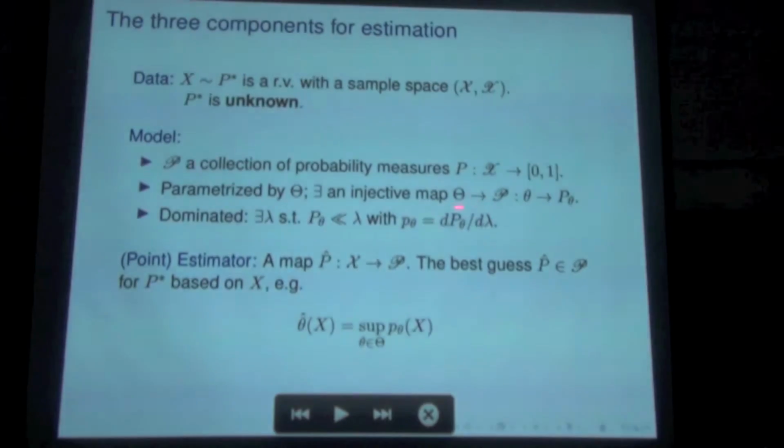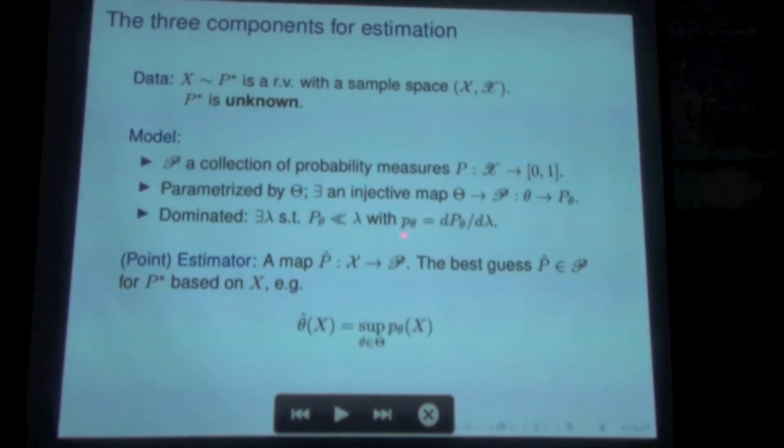And this is just for technicality. I'm going to assume that all the probability distributions inside this family are dominated. That is, there exists a lambda, which is a probability measure, such that all these p theta are strongly dominated by lambda. What that means is that if the distribution is positive, then lambda is also positive. But this is a technicality.